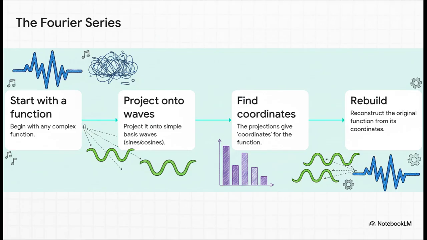The magic is that you can project that function onto a set of simple, pure waves, like sines and cosines. These projections become your coordinates. They tell you, you need this much of sine wave A and this much of cosine wave B. And with that simple recipe, you can rebuild the original complex function perfectly.